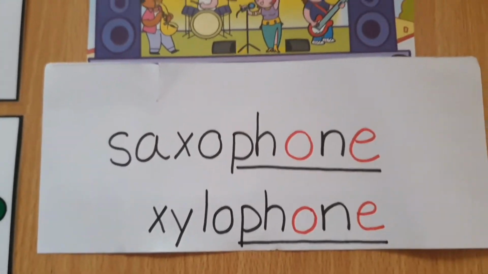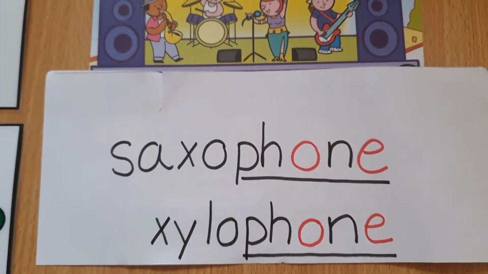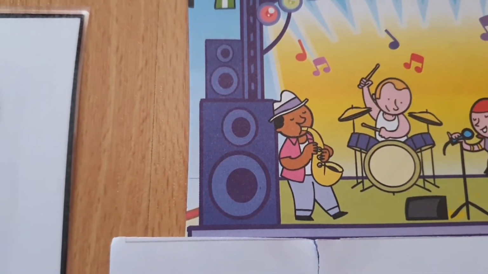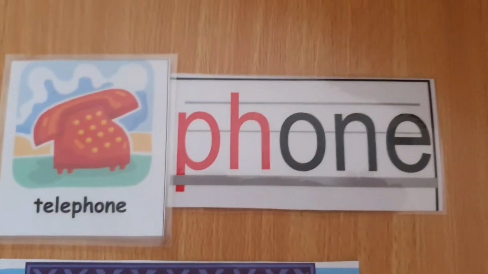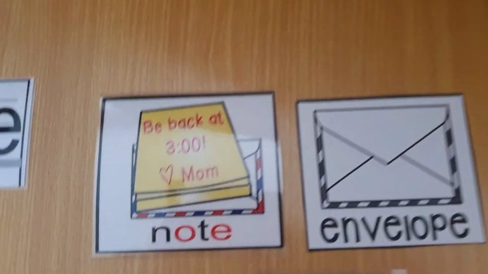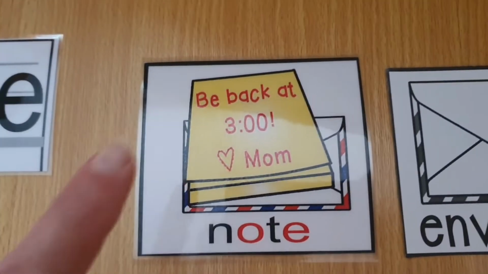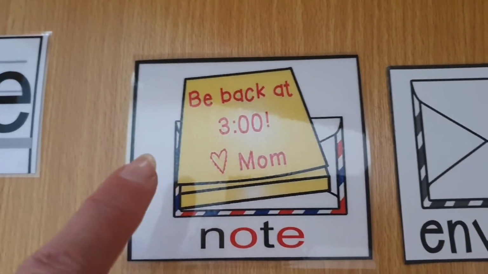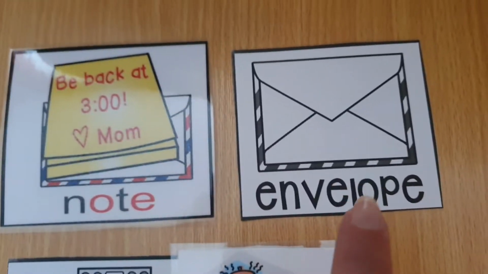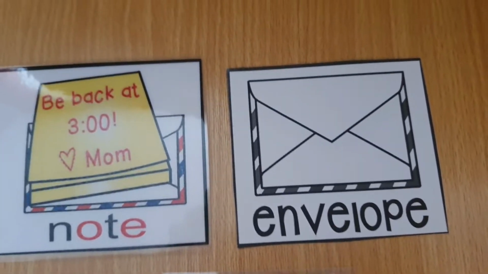These musical instruments have the O, like saxophone and xylophone. This is a saxophone. Phone, telephone. Very good. Now, this is a note. You wrote a note for your mommy. Be back at 3, love mom. Or your mommy wrote a note for you. And you can put the note in an envelope.